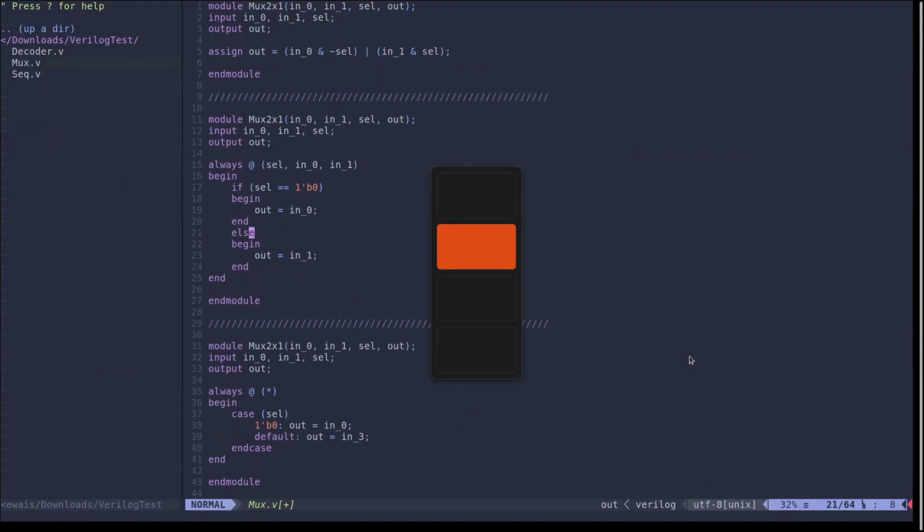Okay, now that we know what structural and behavior descriptions are, let's take some good examples. So let's go back to our mux. Again, this is a mux, two inputs, one select signal, one output, nothing much.